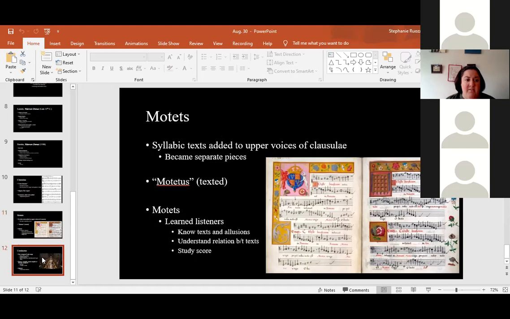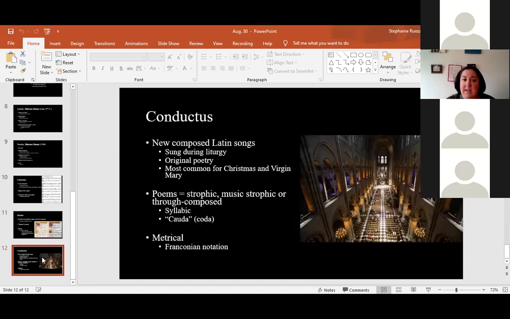Another type of genre that develops at about the same time in the Cathedral of Notre Dame is this thing called the conductus. Now, unlike the motet and unlike clausulae, these are completely unrelated to any pre-existing chant. These are entirely newly composed. These are invented out of thin air. These do not bear any relation to the original Gregorian chants. But they do have a Latin text. So they were meant to be sung during the liturgy. You sing them during Mass.